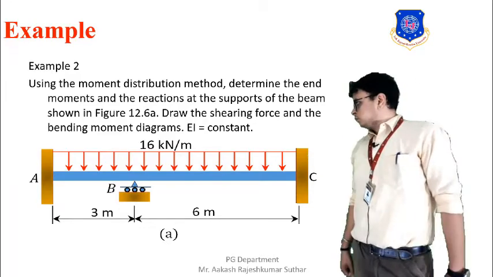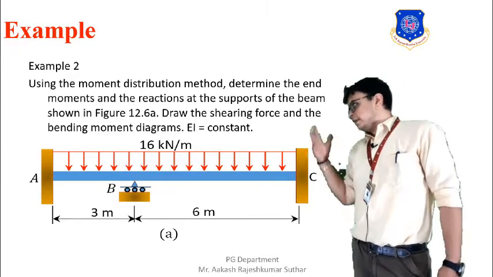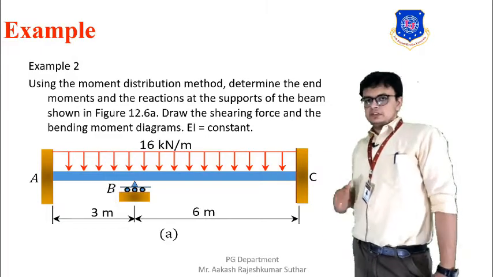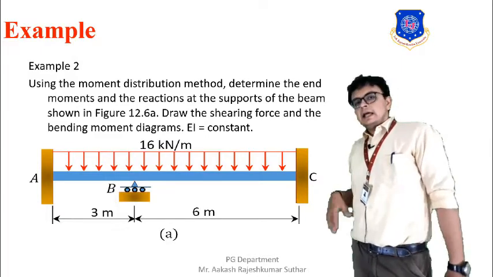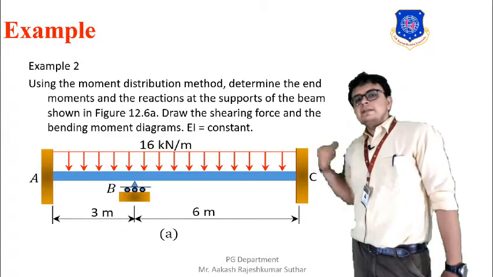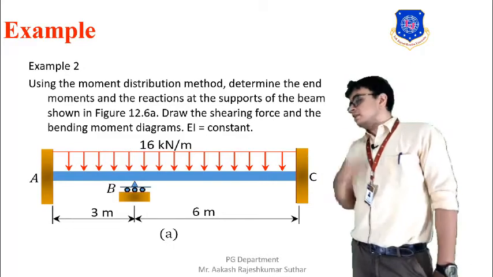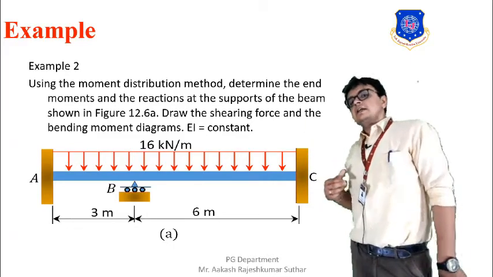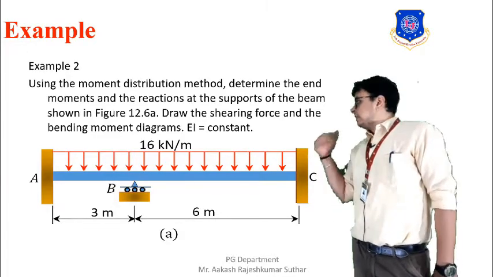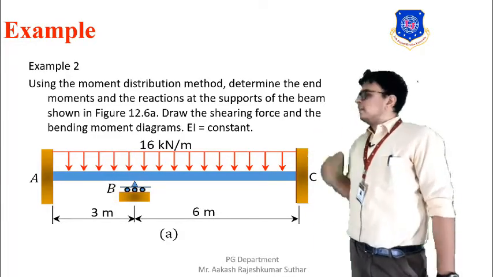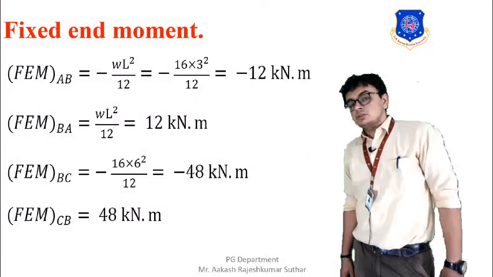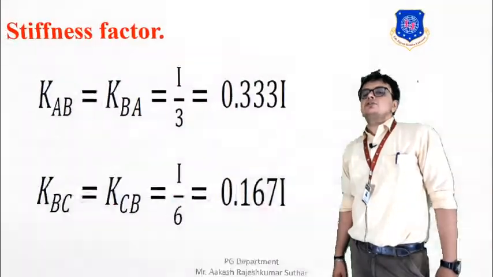Now you are seeing this figure, and the next row in the moment distribution table will be of the members. So here the members will be AB, then BC, and BA will be related to joint B, so it will come under the category of joint B. Then we will have the CB member, which has the joint C. So let's see that in our moment distribution table.